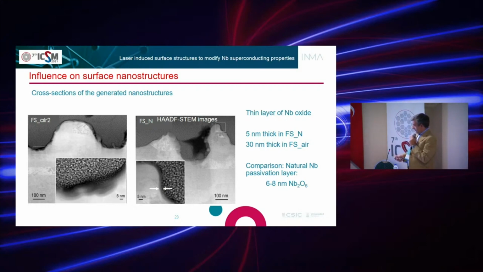In the case of the sample that has been processed in nitrogen or in argon, the thickness of the area that is oxidized is of the order of 5 nanometers. It can increase until approximately 30 nanometers when you process in air. You must have in mind that the native oxide, or the natural oxidation layer, of niobium is of the order of 6 nanometers. So we are not affecting too much when we are processing the samples in nitrogen or in argon.